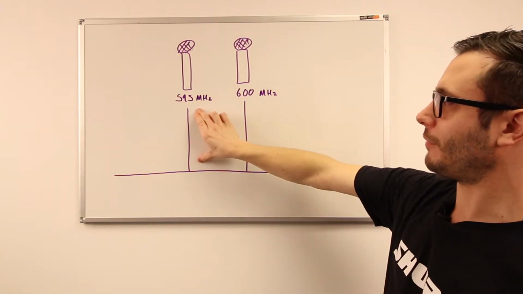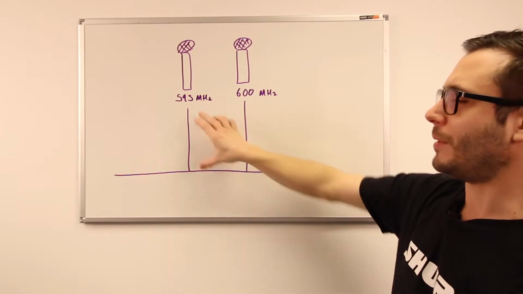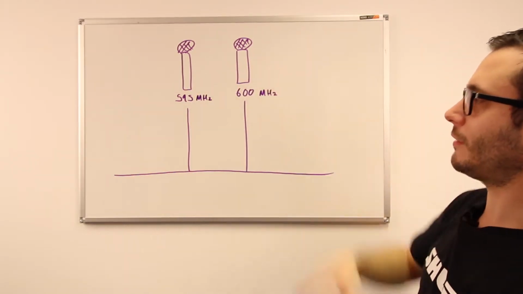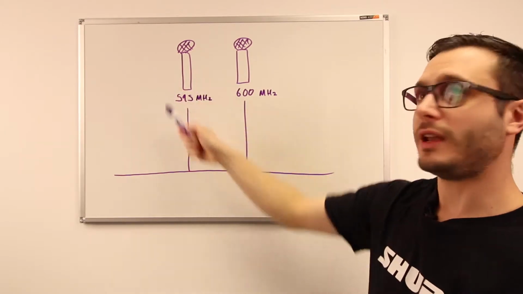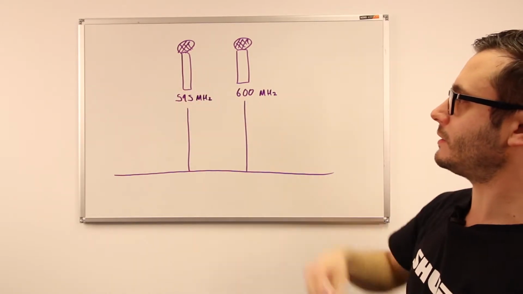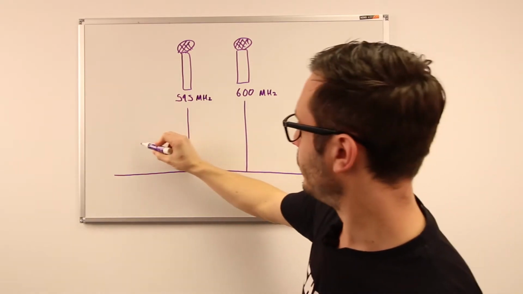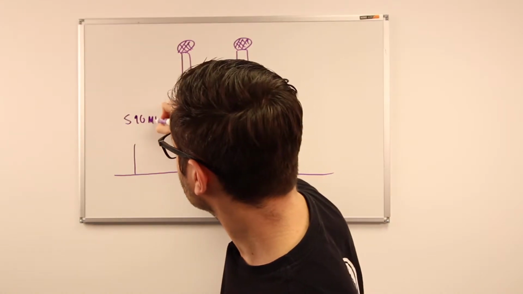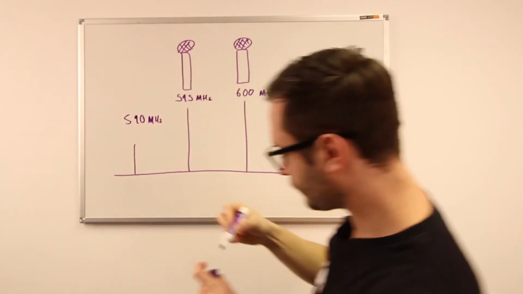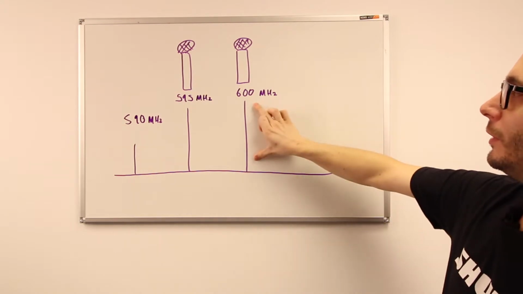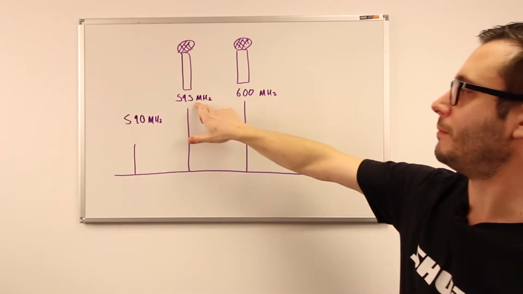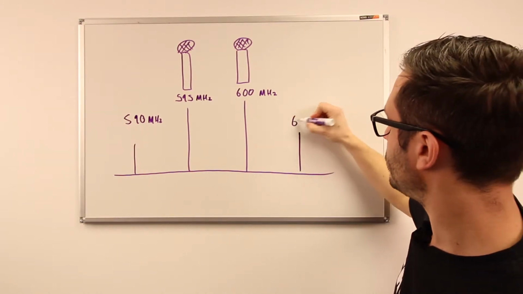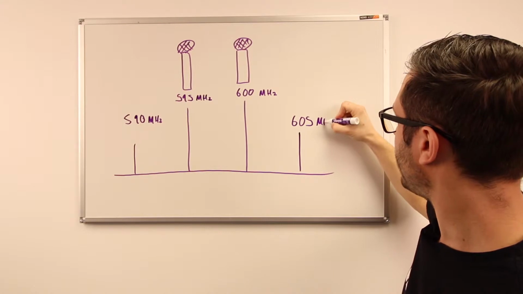So this is our fundamental frequency, as is this a second one, but the intermodulations happen when we take a double of frequency 1 minus frequency 2. So a double of frequency 1 is 1190, minus 600 gives us another intermodulation at 590. Excuse my terrible writing. Conversely, if we take a double of frequency 2, 1200 minus 595, we get another intermodulation appearing at 605 megahertz.